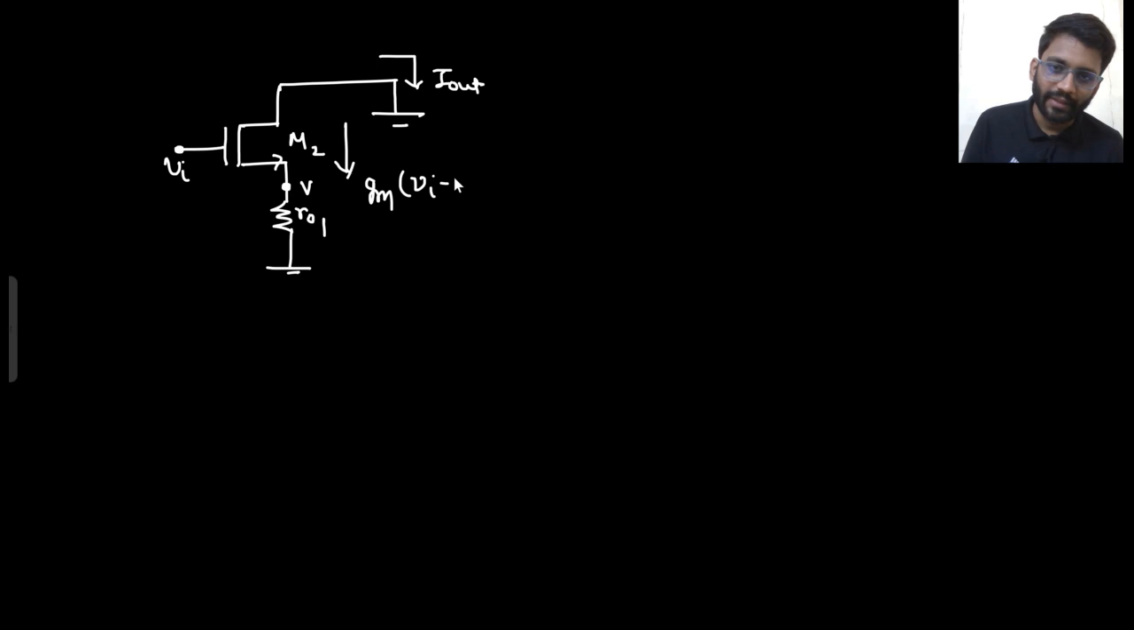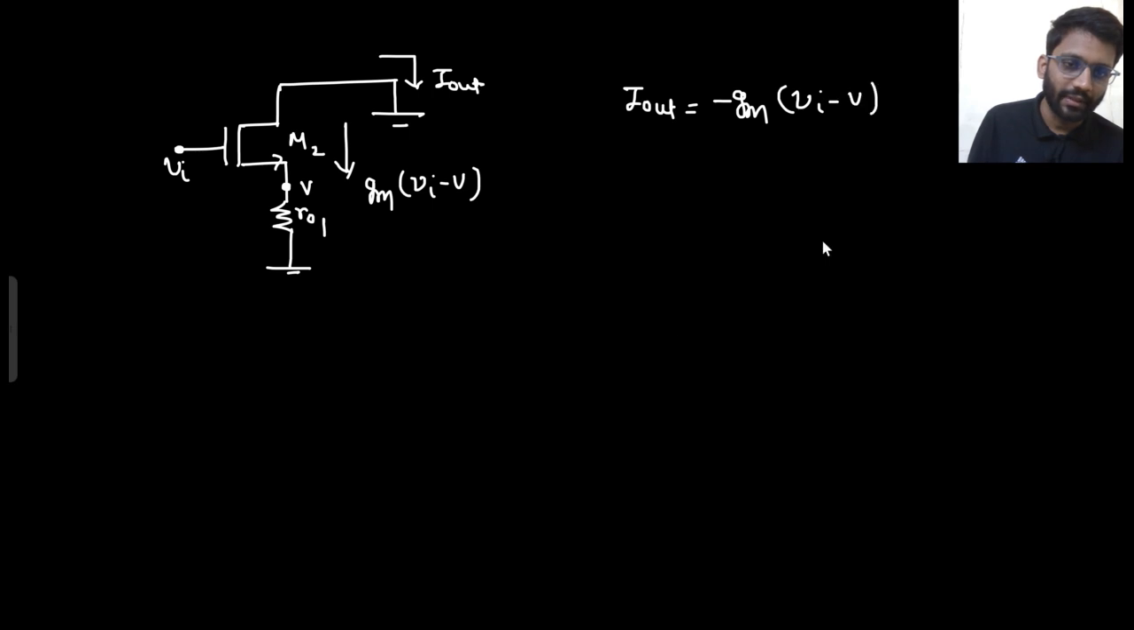How will you find GM now? You need to find the relation between I out and V in. So what you can do, you can assume a V here. So the current here would be GM (V in minus V). So your I out is equal to negative of GM (V in minus V). What also you can write down is that V by R01 is equal to negative of I out. Say yes or no? V by R01.